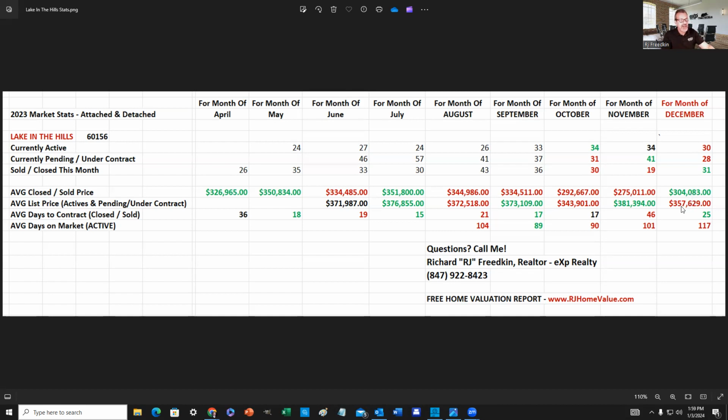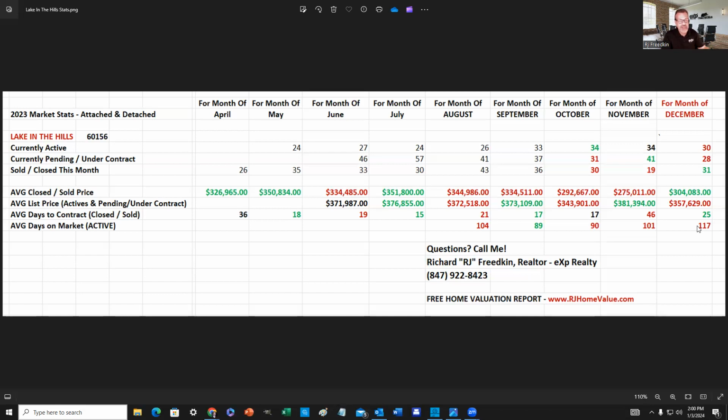The average list price, $357,629. So that shows that people were kind of getting their expectations more in line with what was going on in the market. Average days to contract, when those interest rates dropped, these homes went under contract. So that dropped from 46 to 25. Average days on the market, though, some of the homes that were still overpriced and sitting on the market, that did jump up to 117 days.